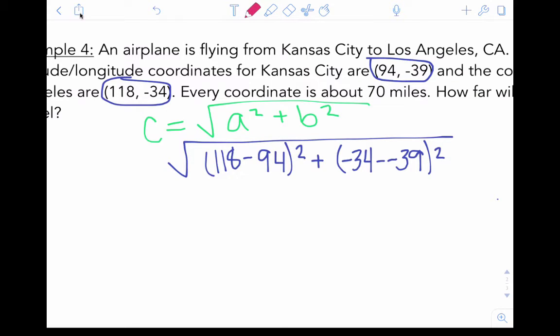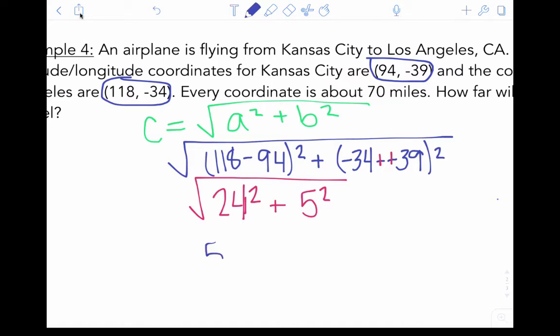118 minus 94 is 24. So I have 24 squared. And then negative 34 minus negative 39, I'm going to add the inverse. Negative 34 plus 39 is 5. So I have 5 squared, and I'm going to square root the whole thing.